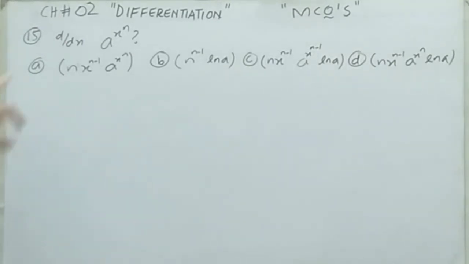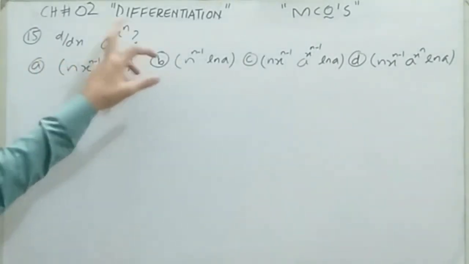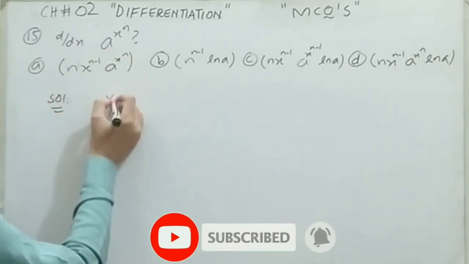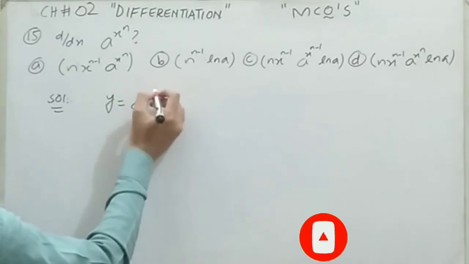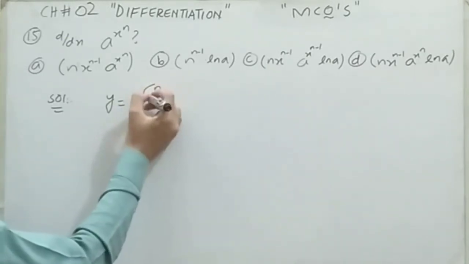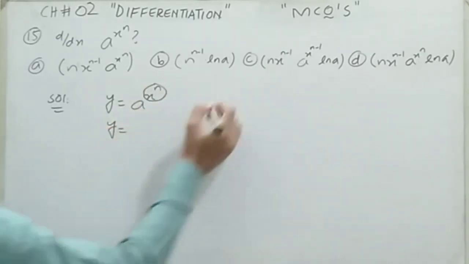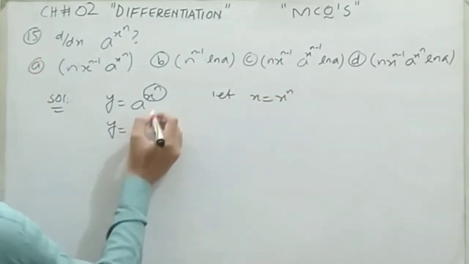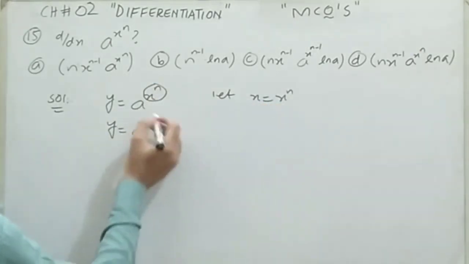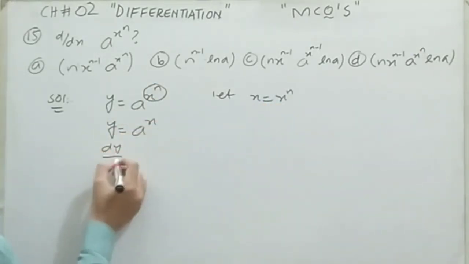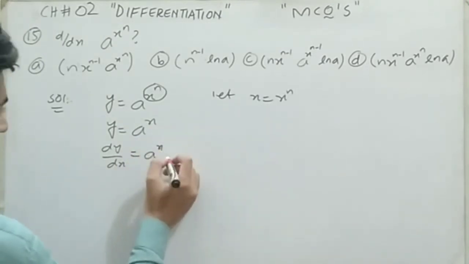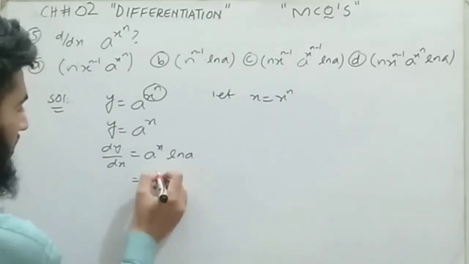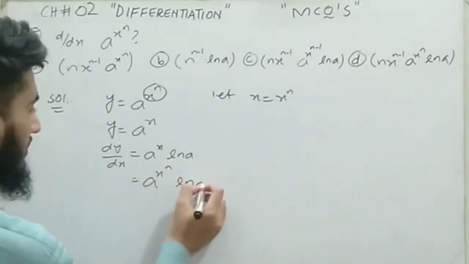Now move toward MCQ number 15, or d by dx of a raised to the power x power n. Move towards the solution. Let's suppose this is equal to a function y, which is equal to a raised to the power x raised to the power n. Let's suppose this is actually equal to x. So let's suppose x is equal to x raised to the power n. So it becomes a power, this is actually equal to x. Remember, the derivative of a power x is always equal to a power x and ln of a. Our x is x power n, so it becomes a power x power n and ln of a.